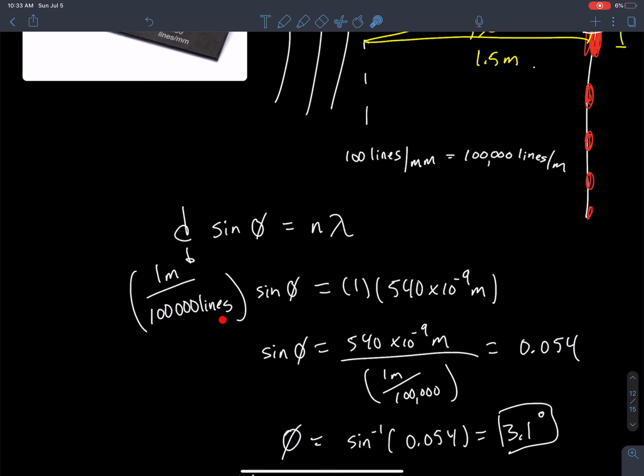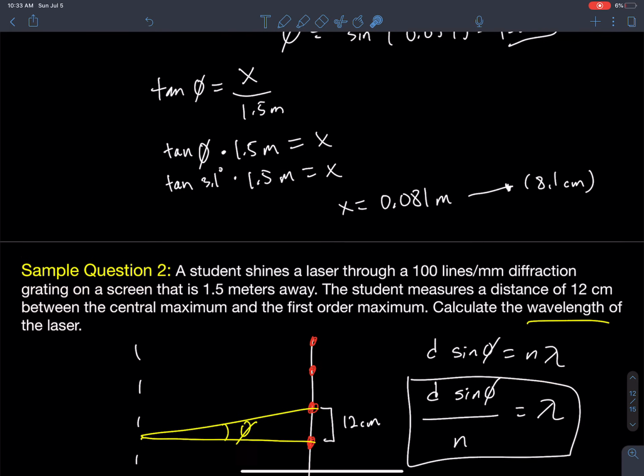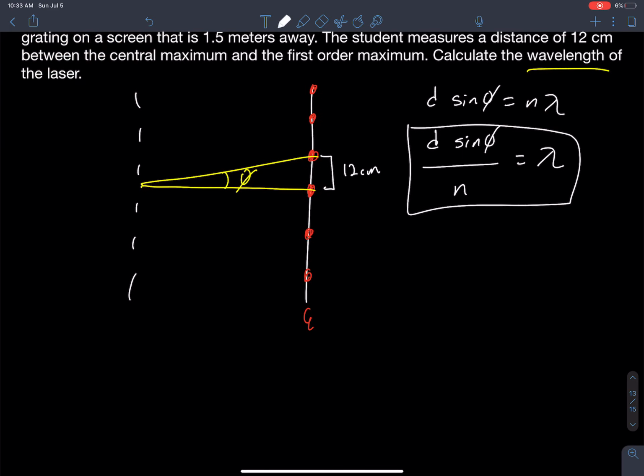1 meter divided by 100,000 lines is going to be equal to d, because it's the same diffraction grating. So d, which is 1 meter divided by 100,000 lines, times sine theta over n. Now n is going to be equal to 1 because this is my first order maxima, so over 1 is equal to lambda.